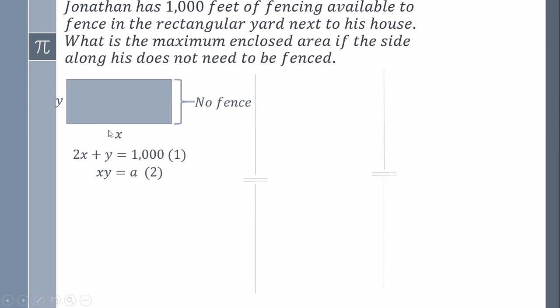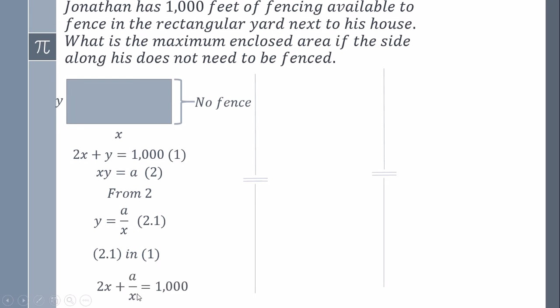The other thing that we know is the area. The area of a rectangle is side by side, in this problem x times y. So from equation 2, I'm going to solve for y. So we have A over x. I'm going to label this as 2.1. 2.1 I'm going to put in 1. So instead of putting y, I'm going to put A over x.